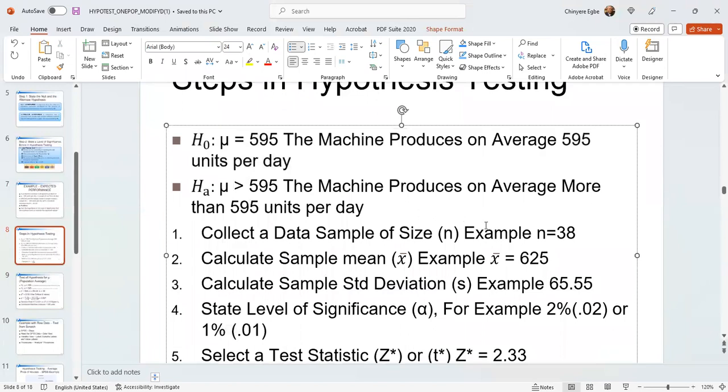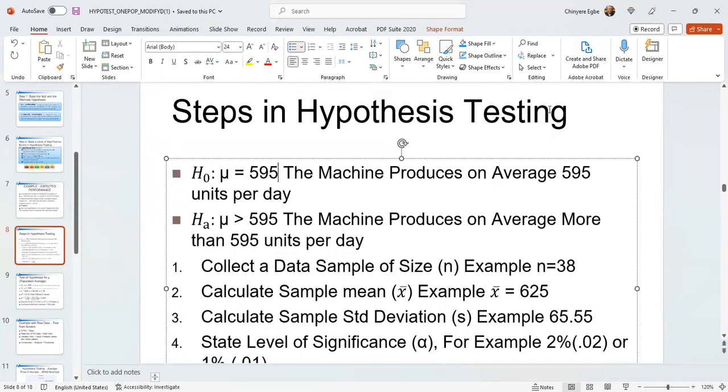All right. Okay. You state the null hypothesis that the mean is 595. Like I said, you already have an idea what you think the mean should be. And your whole objective in statistical testing is to test a hypothesis. So this is what my feeling is, okay? So after you state the null and the alternate hypothesis, you then collect the data. Collect a data sample. Here we collected 38 samples.